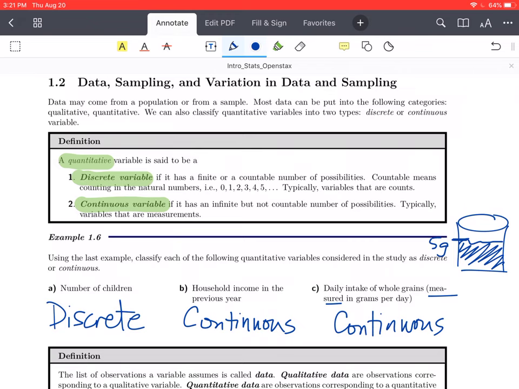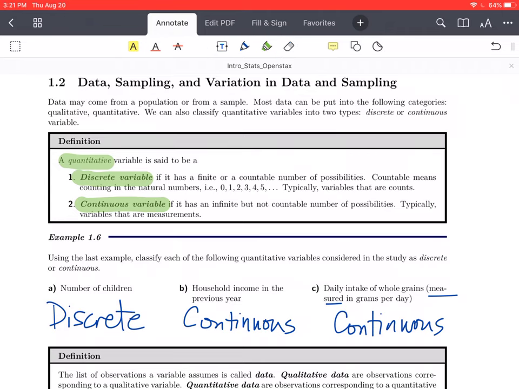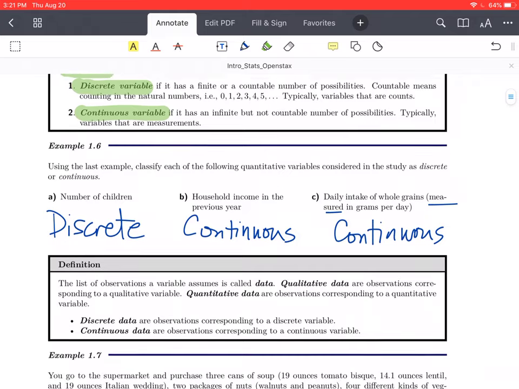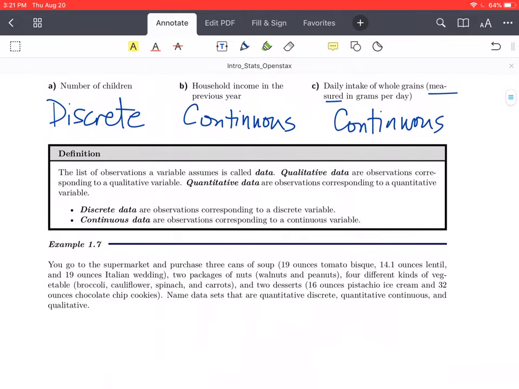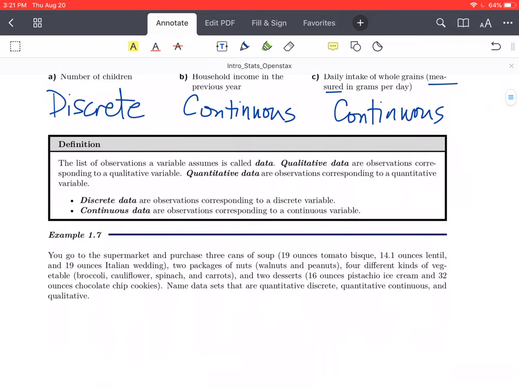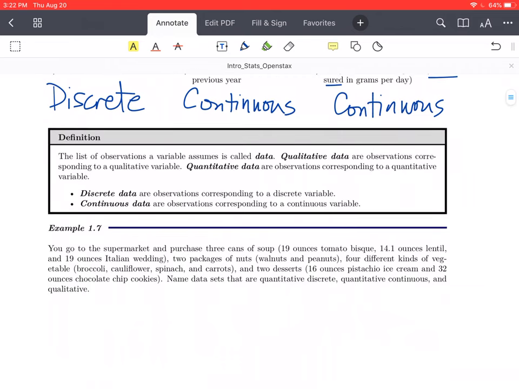It could be 5.000001 grams. And we would round it in our heads, but the actual value itself exists continually, right? It doesn't go from 5 grams up to 6 grams, right? It could be anywhere between 5 and 6. So we consider this measurement to be continuous. All right. When we're dealing with qualitative data, we don't have to worry about this additional distinction, but this kind of gives us our full breakdown of the data.